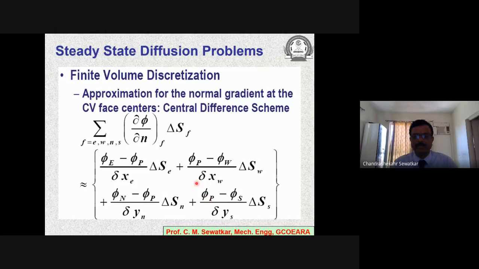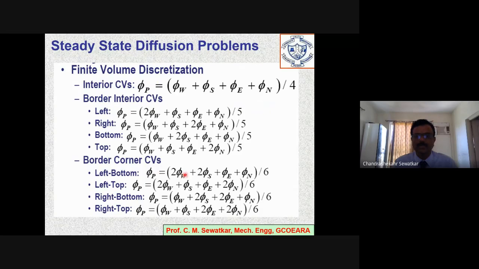So 2 phi p's, 1 phi p here, 3, this is 2, this is 5, and this is again 1, 6 phi p's are there. And we have 2 phi w's and 2 phi s, 1 phi e and 1 phi n. So what I obtained is phi p is equal to 2 phi w plus 2 phi s plus phi e plus phi n divided by 6, because I have 6 phi p's. So these are the simplified equations. Similarly, I can obtain equation for left top, right bottom, and so on.